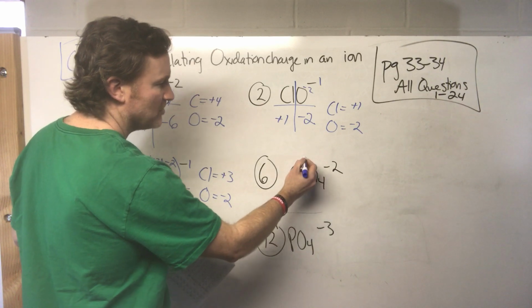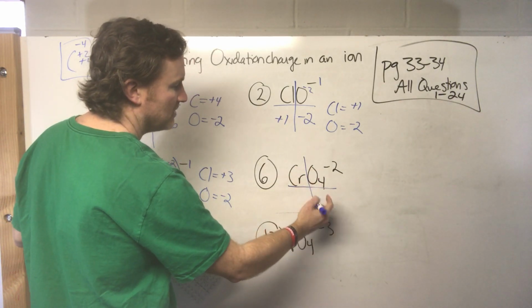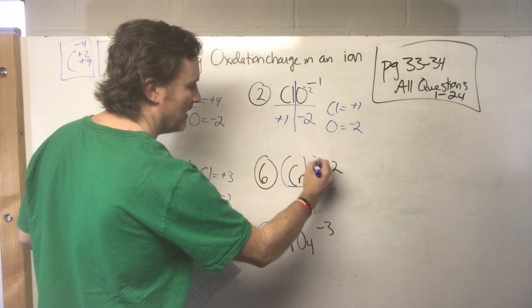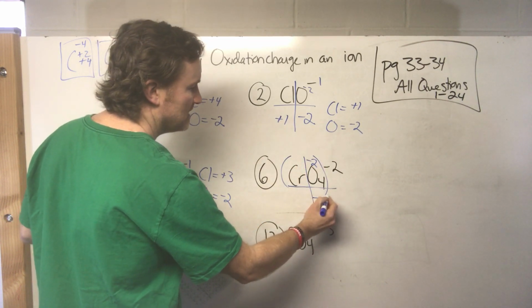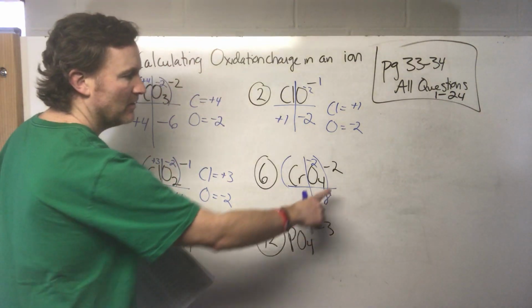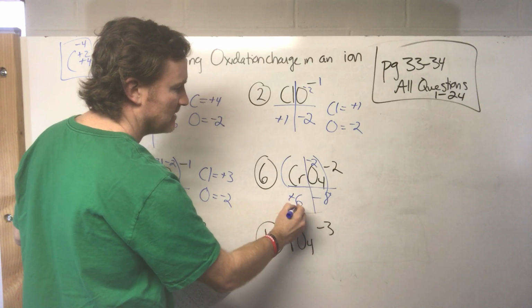Chromium and oxygen. Again, I want the whole thing to be -2. I set up my chart. Oxygen times 4. So again, if we kind of block that, -2, oxygen by itself is -2. So this is -8. In order to become -8, and I have a -2 up here, this is going to have to be a +6.